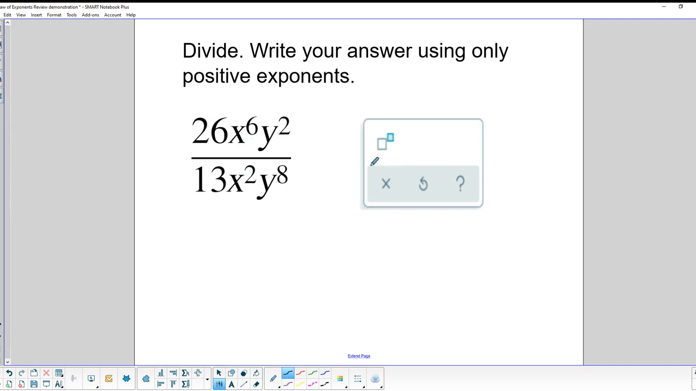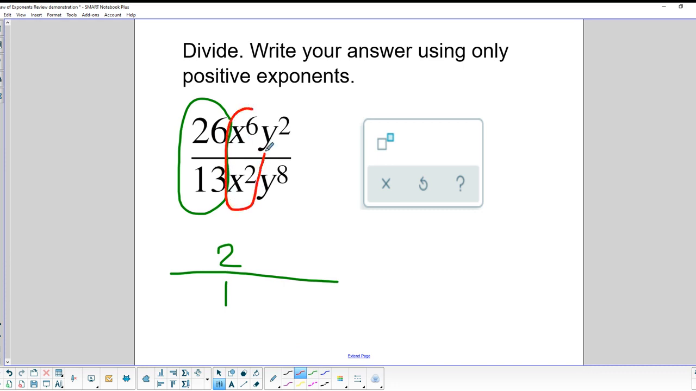So we did a couple of these toward the end of our assignment. So let's take a look. Let's start with our numbers. 26 over 13. That just simplifies to be 2 over 1, or just 2. Now let's look at the x's. We have x to the 6th over x to the 2nd. So on the top we have more x's by 4.